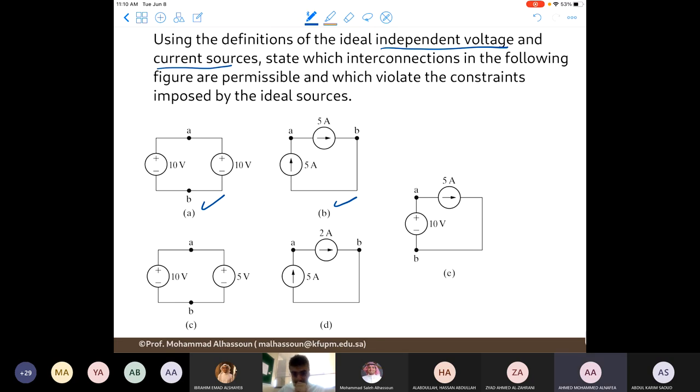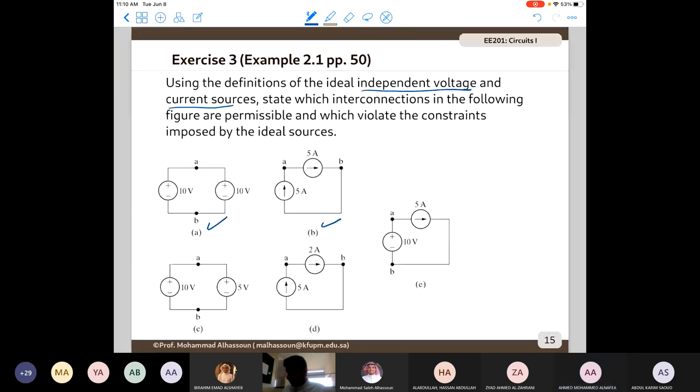Okay. The question is, we're looking into the connections here, and we want to state whether this connection is permissible or not. This is based on the fact that if we have an independent voltage source, then between its two terminals the voltage must be constant. So, Mohsen? Yes, C. It is not valid because the voltage is different. Yes, exactly. C is not valid.